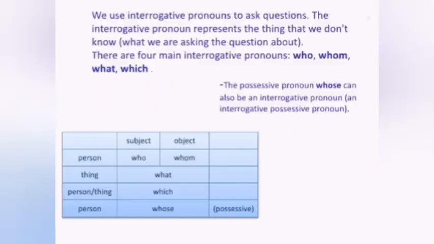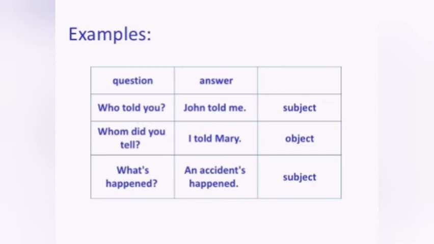Interrogative pronouns. We normally ask questions using this type of pronoun. Who, whom, what, which. Now, what is given? Who told you? Whom did you tell? What happened? These are all who, whom, and what. These are all interrogative pronouns.